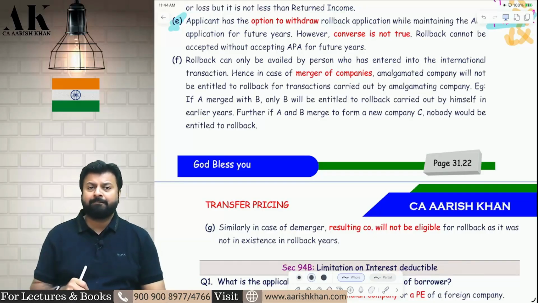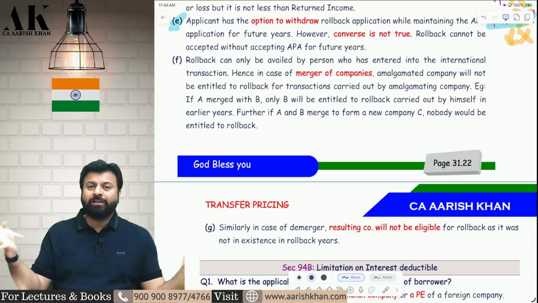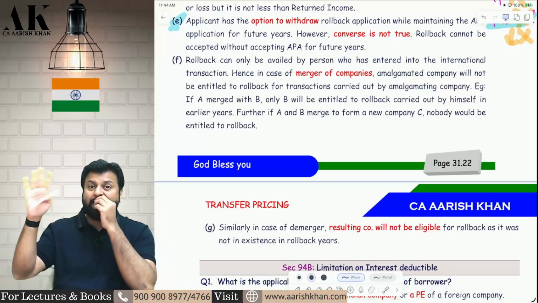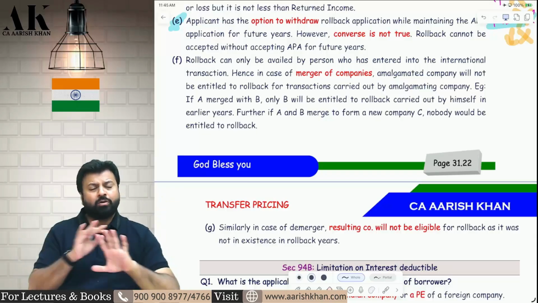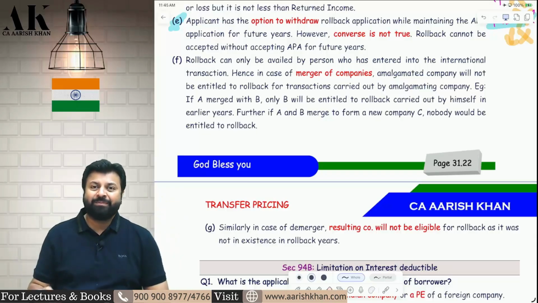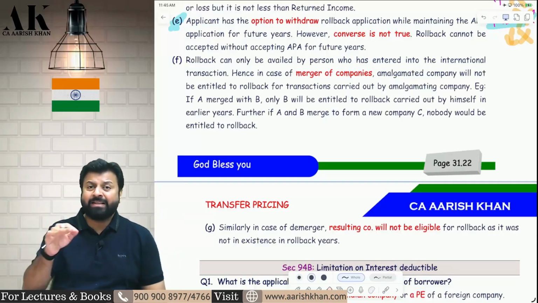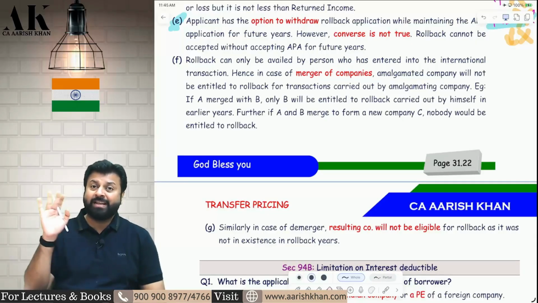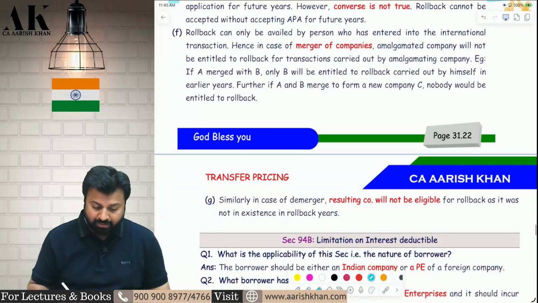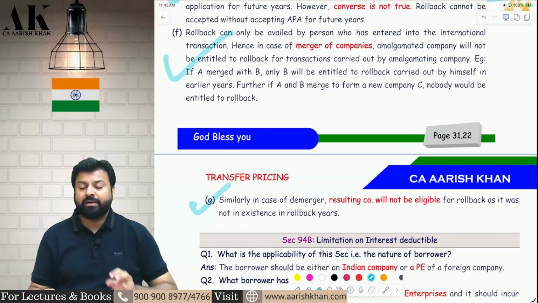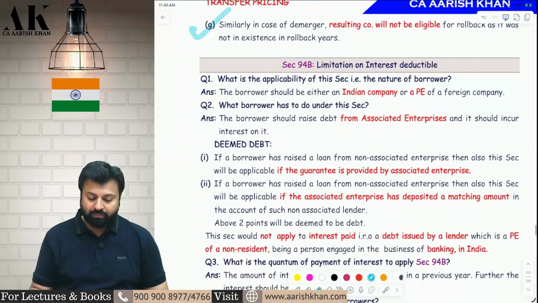Take another example. A limited, B limited, C limited. All three have merged together and made a new company, D limited, fourth company. Now D limited is making application for APA. Now neither A can go, B can go, C can go. Nobody can go for rollback because the applicant is altogether different. A, B and C are not making application for APA. It is D, which is a new entity, which is making an application for APA. This is what is mentioned in point number F and point number G. I hope it is clear to all of you. Now let's move on to the next point.